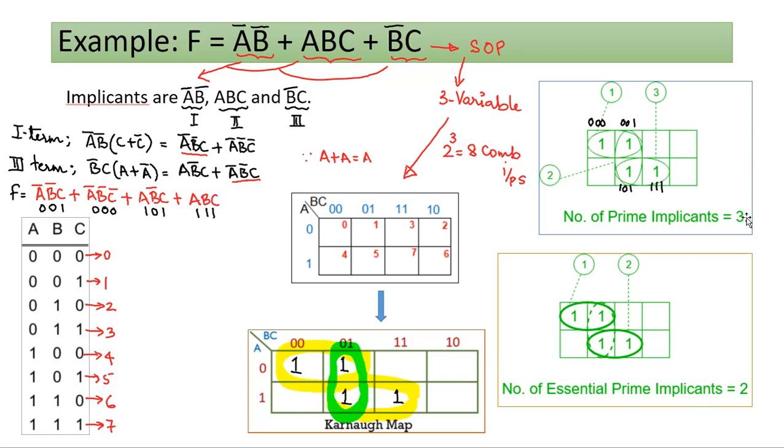So let me repeat once again what we understand from this. Implicants correspond to the minterms, whereas the number of prime implicants corresponds to the number of groups that you have formed. Essential prime implicants are the ones which are not a part of any other group. That is why we have two essential prime implicants here. So let us see that in the numericals that we are going to solve further.